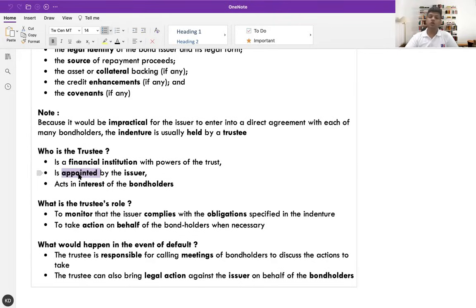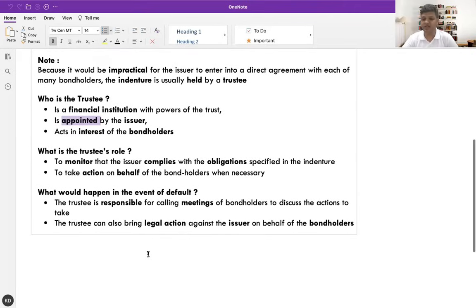Okay. So what happens exactly when there is a default? The trustee is responsible for calling meetings of the bondholders to discuss the actions, and they can also bring legal action against the issuer on behalf of the bondholders. So as I said, they are the ones who will execute any decision on behalf of the bondholders. That's the role of trustees. Is that clear?